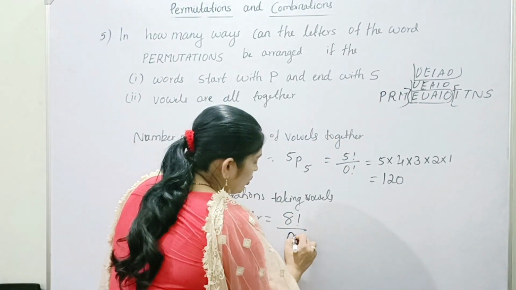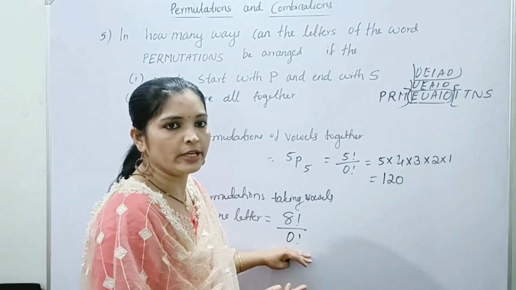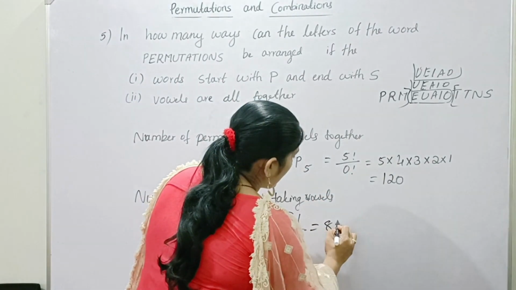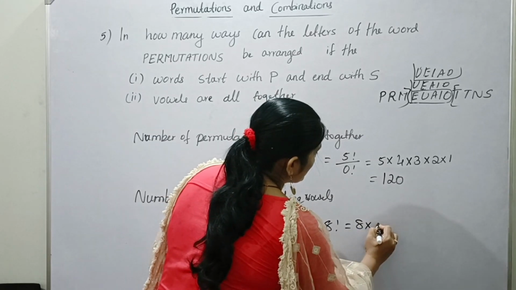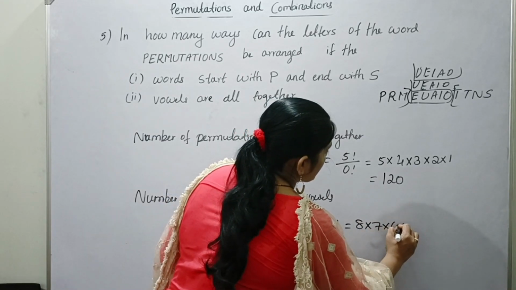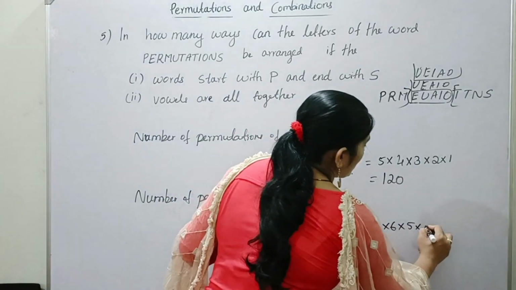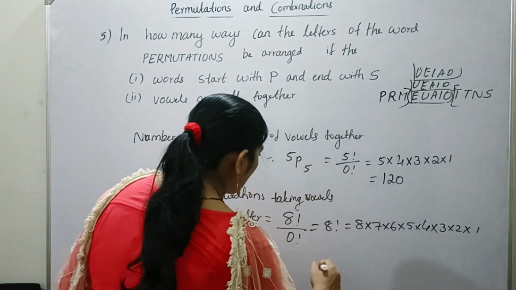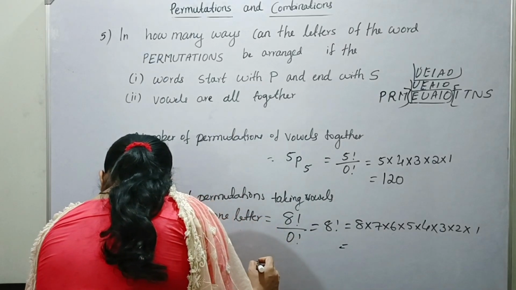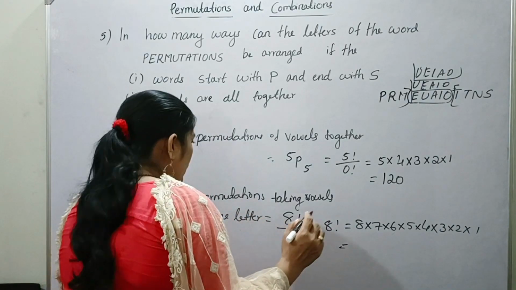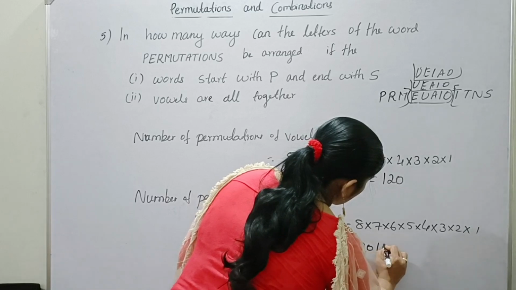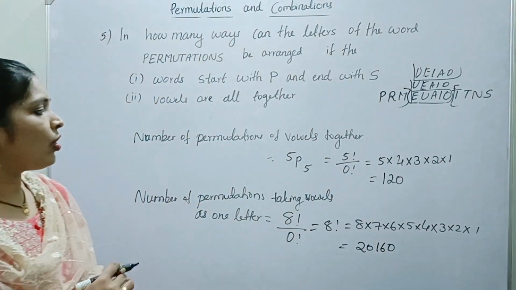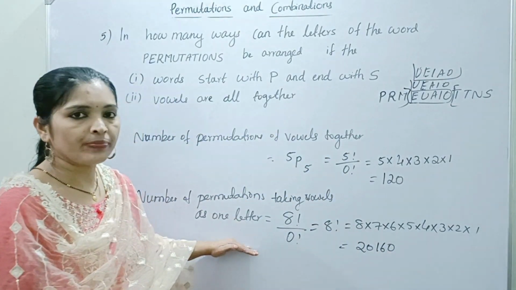So divided by 0 factorial, means 8 minus 8 factorial. That is 8 factorial, which is equal to 8 into 7 into 6 into 5 into 4 into 3 into 2 into 1. That is nothing but 20,160. Okay, now we have got the permutations.